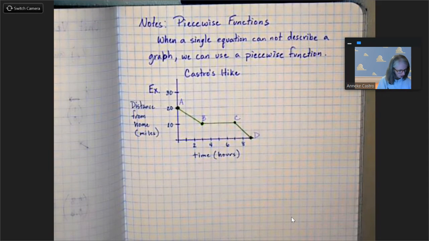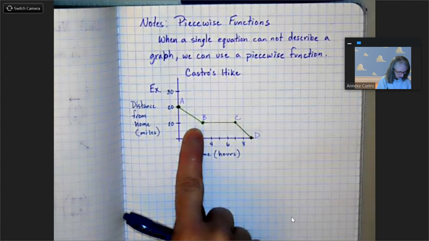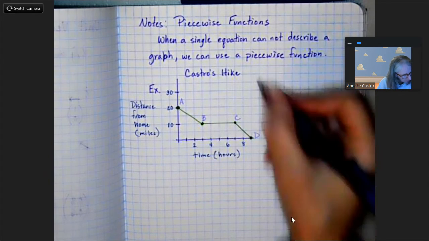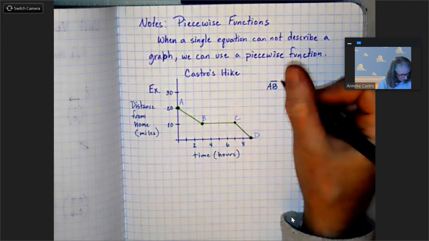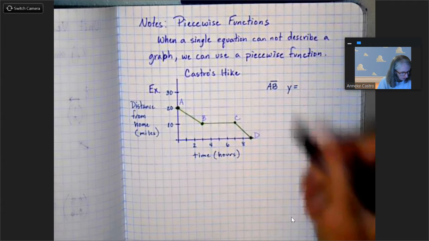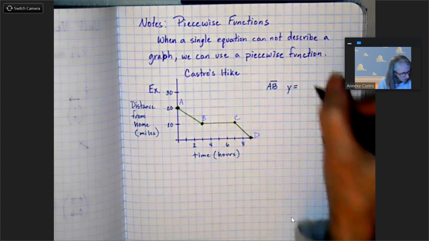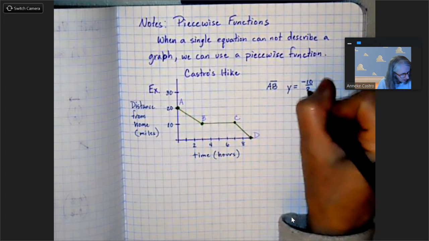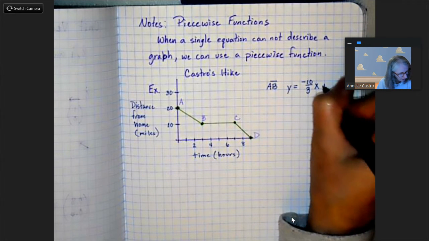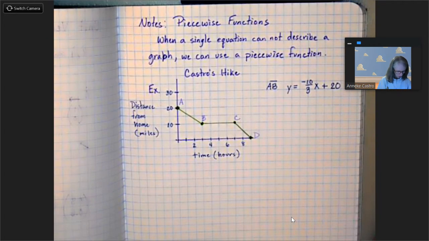For the journey from A to B, I can write an equation of that line. It is a straight line, and I can tell just by looking at it what's going on. Y equals, let's look at my slope, my rise and my run. It's going down 10, so negative 10, and it's going over 3 hours, so negative 10 over 3 x, plus the y-intercept. I can see the y-intercept right there, it is 20. So I can just write that without much trouble at all.